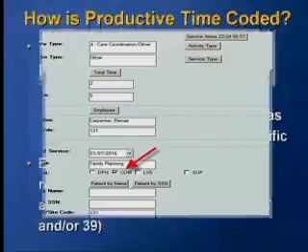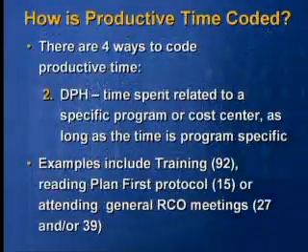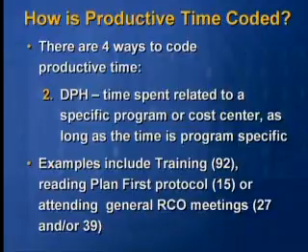A second way that you can code productive time is to code to DPH. That's time that's related to a specific program or cost center, as long as it is program specific. So training, for example, all training gets coded to the 92 code. Reading Plan First protocol, if it's Plan First specific, then we code it to Plan First. That's 15. Many of you are attending meetings with the RCOs or health homes. Those meetings can be coded to 27 or 39.